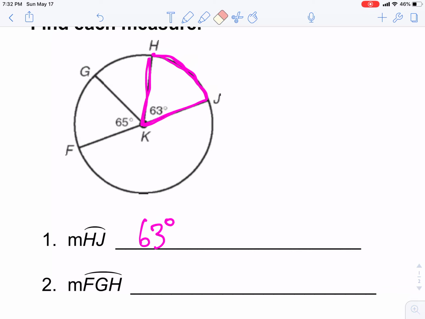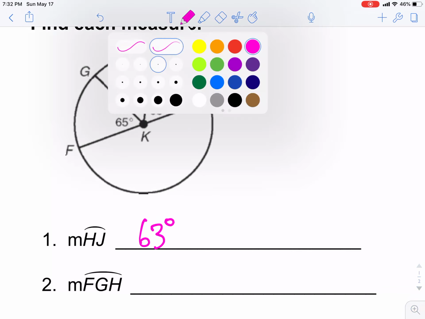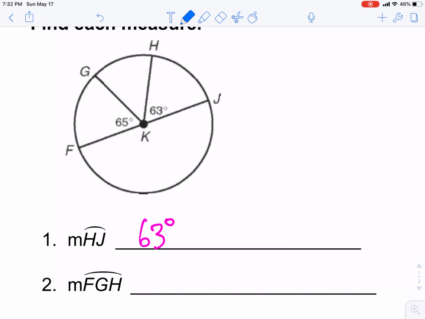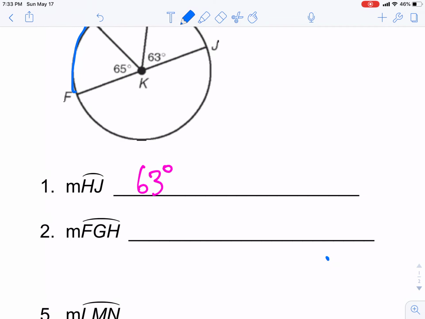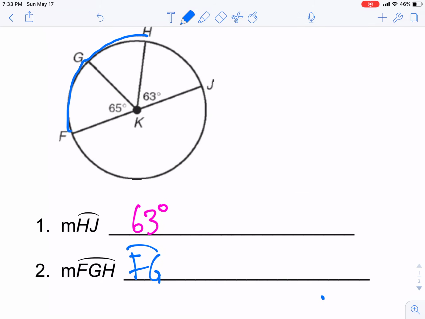Okay, FGH. Start at F, go to G, go to H. All right, so what I know is I got to find out FG. I don't know why this is not writing, but that's all right. I got to find out FG. Oh, because my pen turned off. Weird. Okay. I got to find the measure of arc FG, and add that to the measure of GH. That's going to give us what we need.